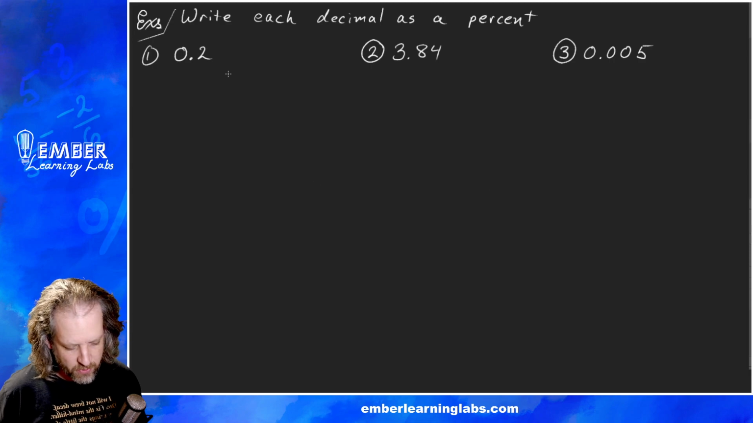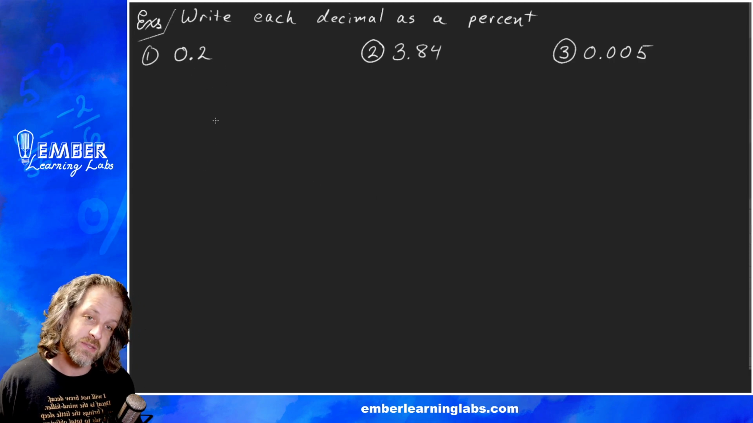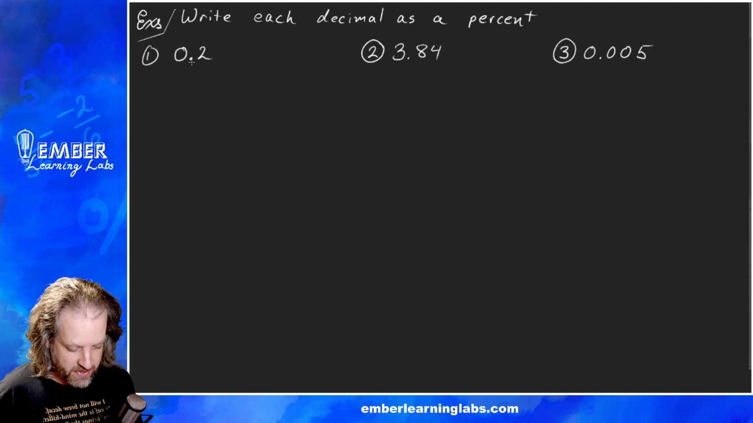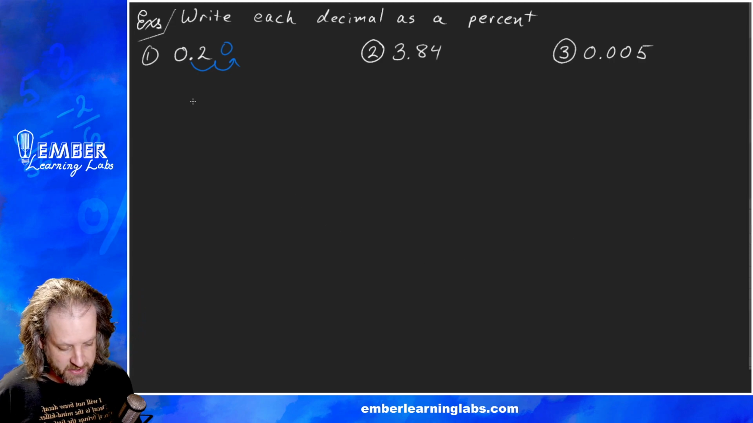So here we're going to write each decimal as a percent. We're going to move the decimal place to the right this time, because we're going from decimal to percent. So we move it once and then twice. There's an empty space, so we're going to add a 0. So we get 20%.